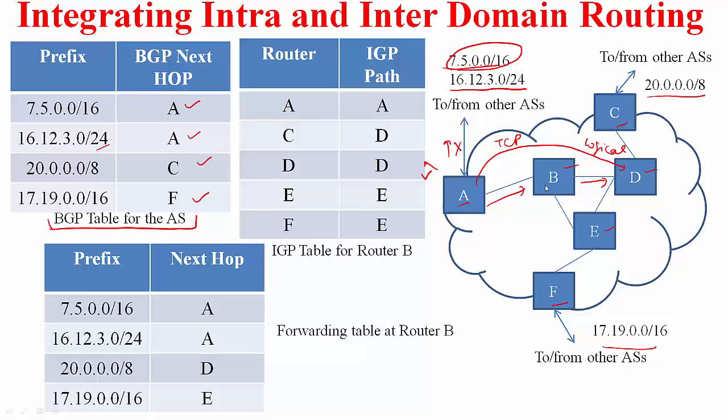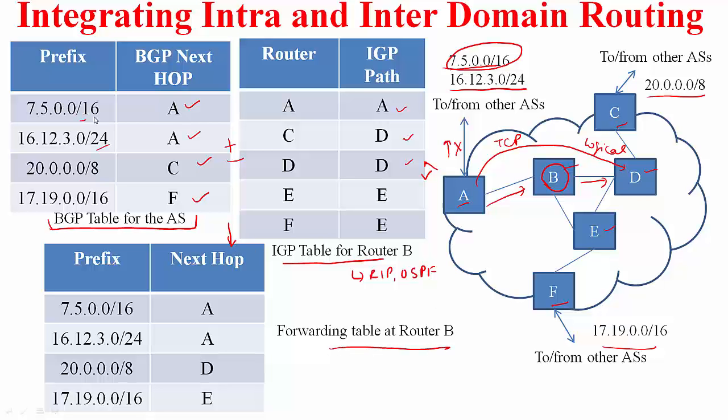Now let's look at this specific router B. This specific router has an interior gateway table. This must have been gotten either through RIP or OSPF, and this is saying how to reach the different routers. What is the next hop to take? Combining these both is where you arrive at the forwarding table at router B.